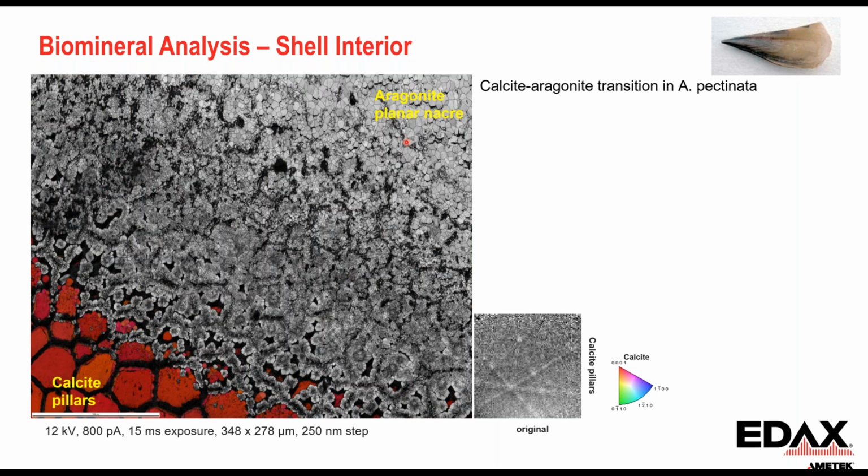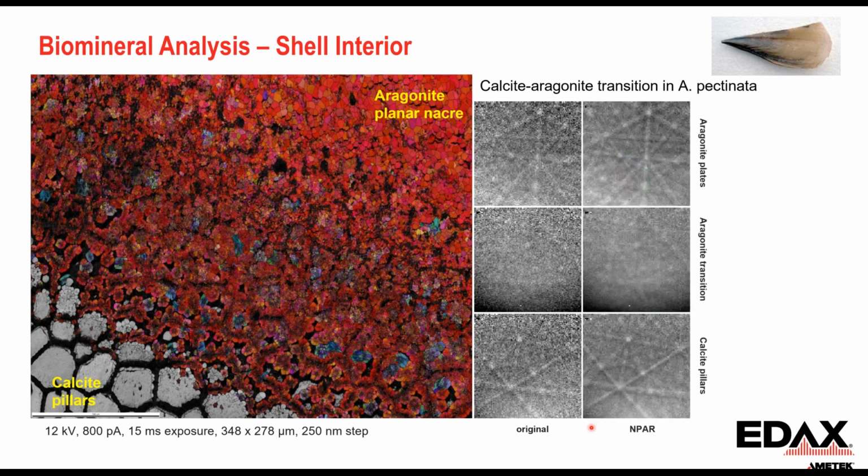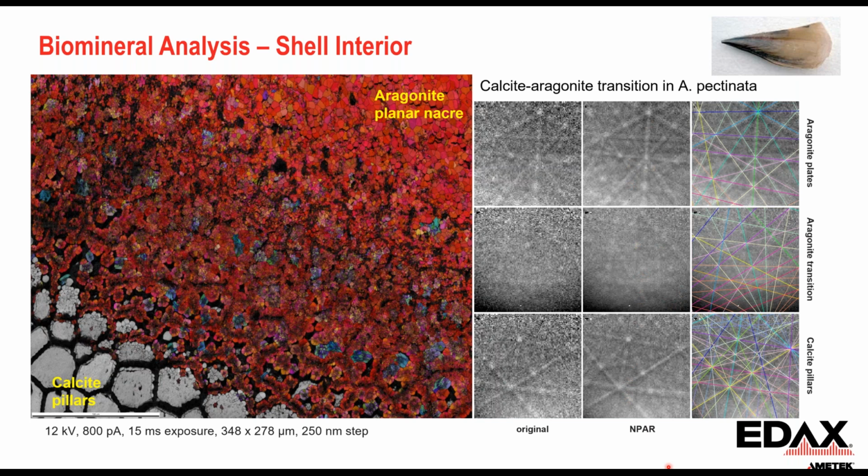And looking at the different phases, we see the calcite pillars produce some patterns here. We see that the aragonite plates produce some patterns. And in that transition region, we see some weaker patterns. And so if we apply our NPAR filter again, you can see the improvement we get in the patterns. They're a little bit easier to index. And we see the indexing there on all three regions nicely.